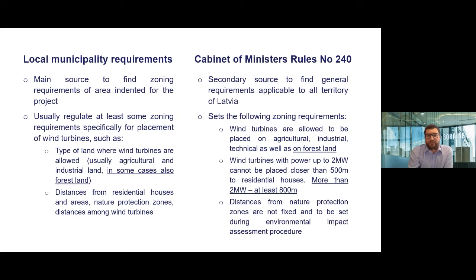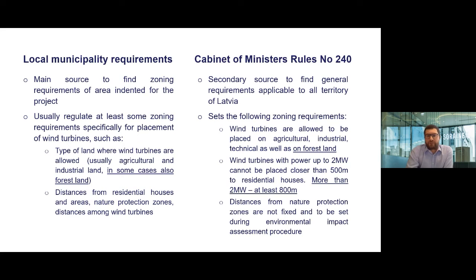Then regarding the distances, if the wind turbine is with power up to 2 megawatts, then it cannot be placed closer than 500 meters to residential houses. And if the power is above 2 megawatts, then this distance is at least 800 meters.